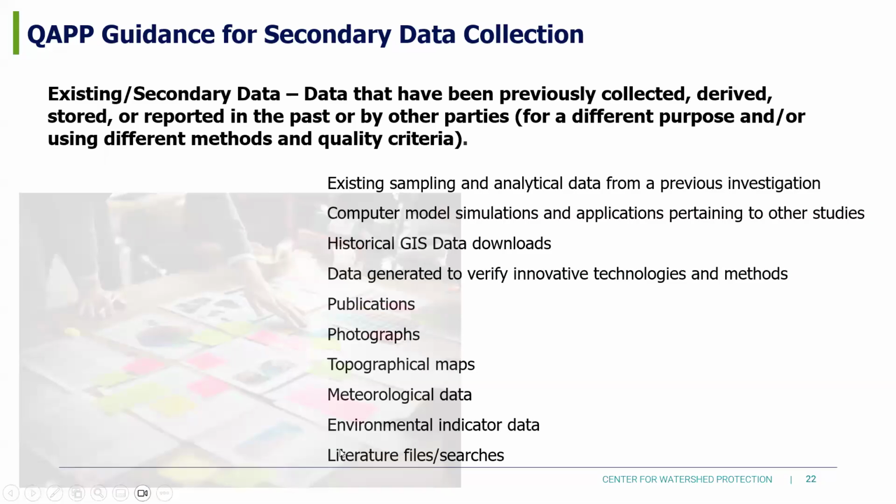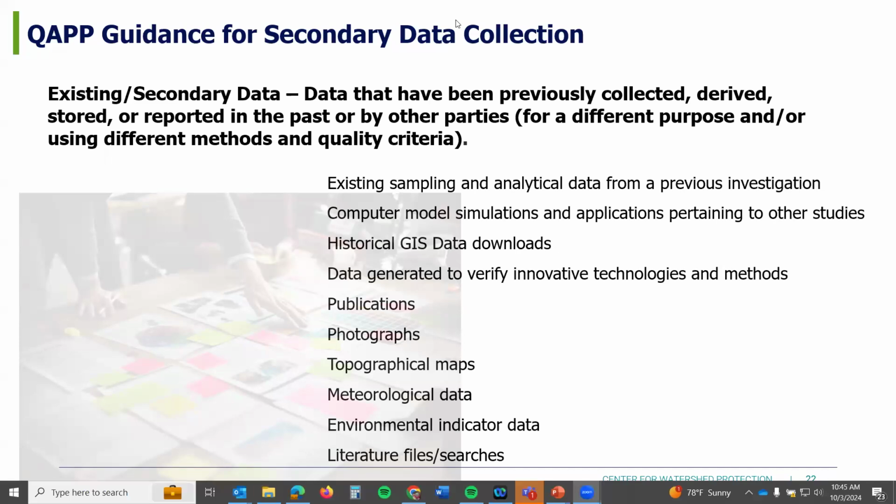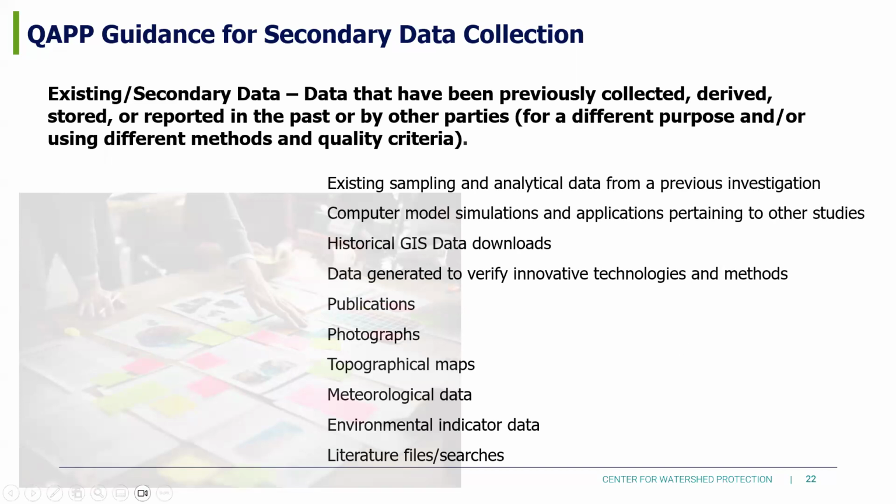So talking about existing and secondary data, quick definition is that this is data that has been previously collected, derived, stored, or reported in the past or by other parties. And that's for a different purpose and or using different methods and quality criteria than the current project. Sometimes this is also referred to as data from other sources. And these secondary data or existing data includes existing sampling and analytical data from a previous investigation conducted by your organization most likely, or from different studies or organizations.